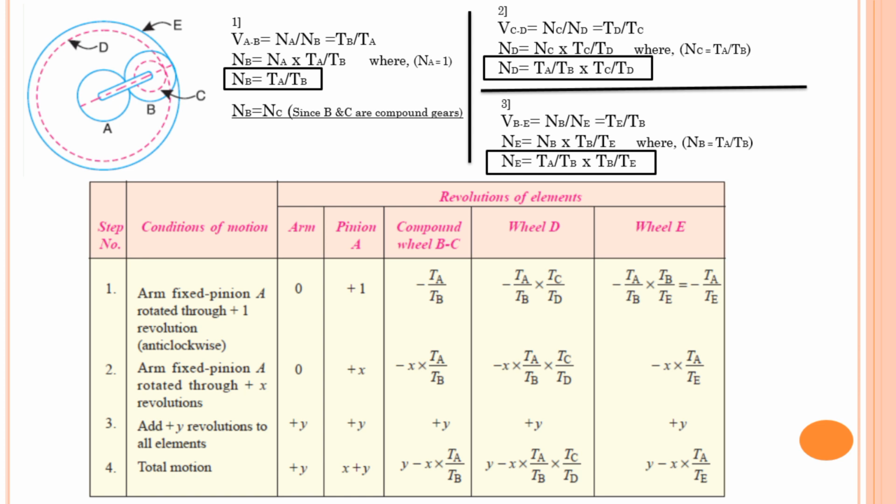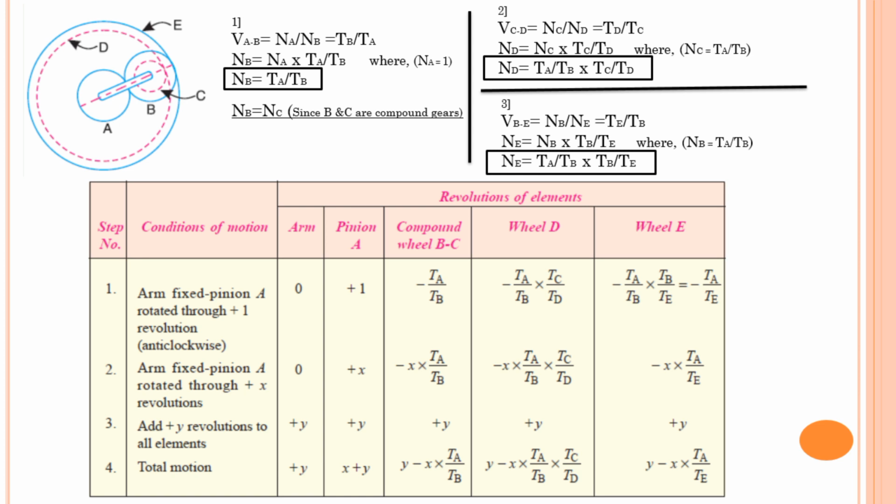Now this condition I will write first. 4 conditions are there. Then revolutions of each element. How many elements are there in this gear train? First, as usual, write down arm. Secondly, write down the gear to which we are providing plus 1 revolution. Now here to gear A I will provide a plus 1 revolution. That's why I will write A gear after arm.